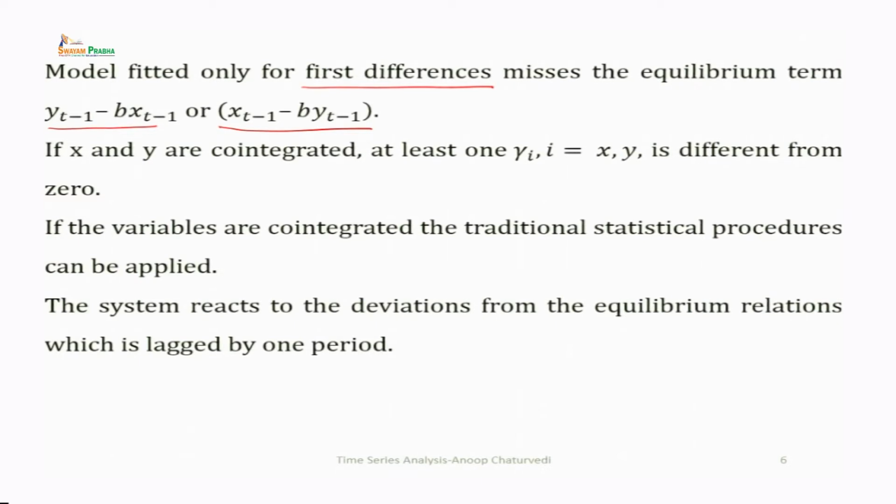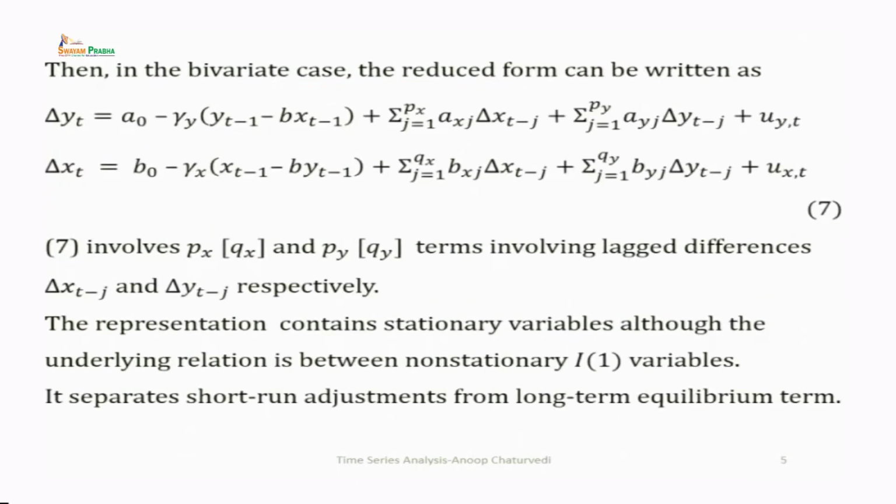Now, if x and y are co-integrated, at least one gamma I is different from 0. So, one of these gammas, either gamma x or gamma y, is different from 0. If both are 0, then x and y are not co-integrated, and there is no long term relationship between x and y.